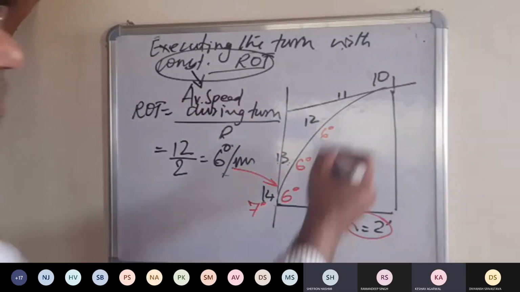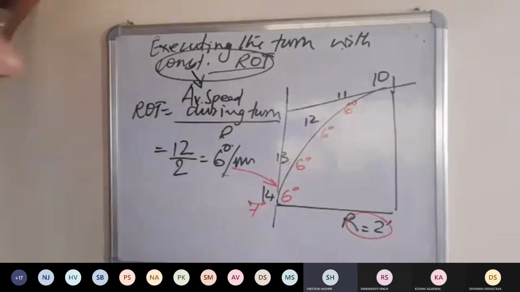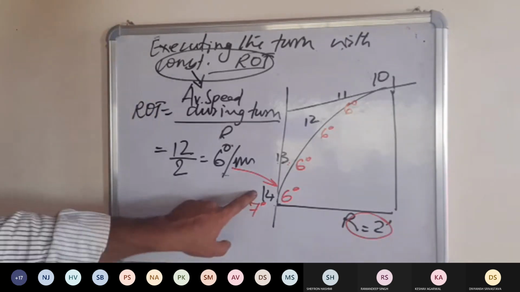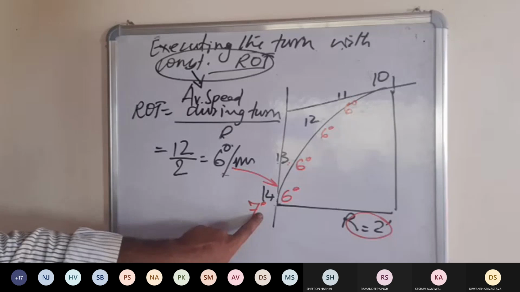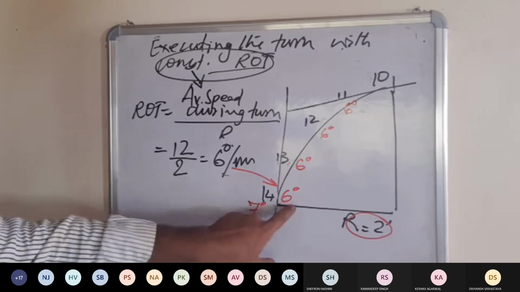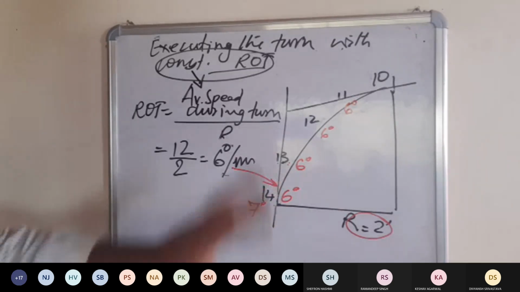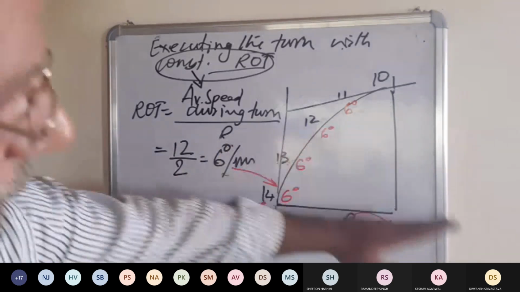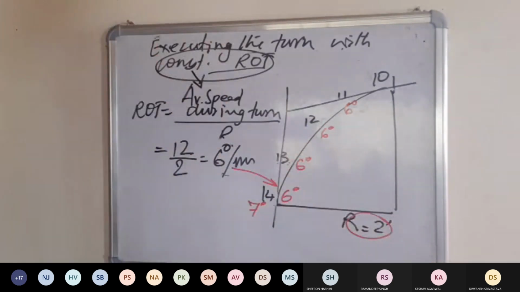5.5. But how much are you giving? 6. Now, understand this very clearly. 7 degrees is required, but you are turning less. So where will the ship go? Will she be on the track, or will she go inside the track, or will she go outside the track?